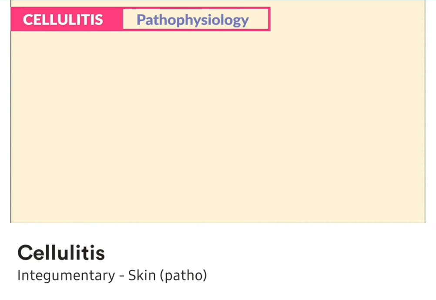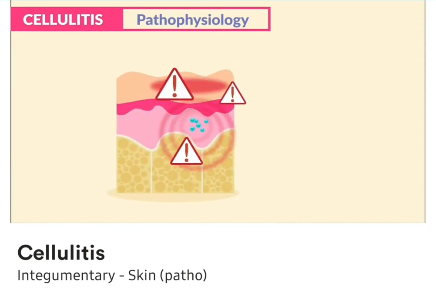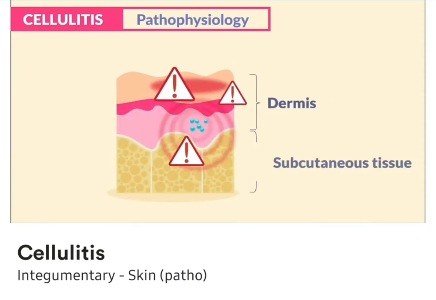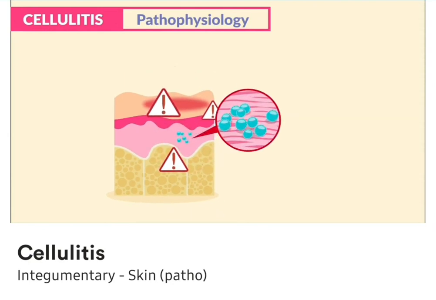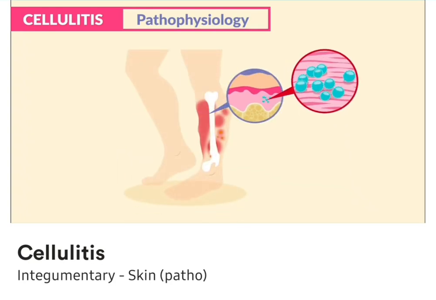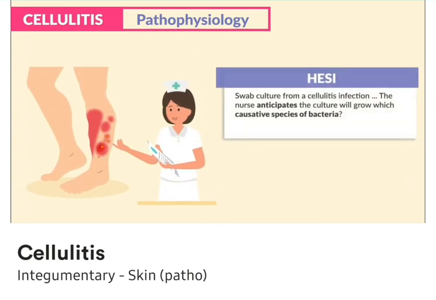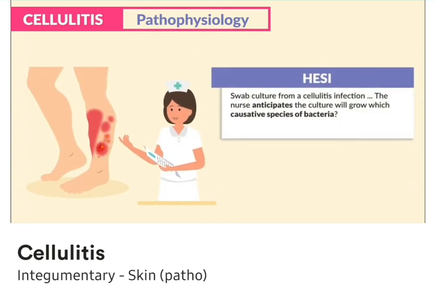So the pathophysiology: it's a bacterial skin infection of the deep dermis and subcutaneous tissues, typically caused by a staph infection, like Staphylococcus aureus. Now, it's normally found in a lower limb, near the tibia, for example. So Hesi mentions, swab culture for cellulitis infection. The nurse anticipates the culture will grow which causative specimen of bacteria?